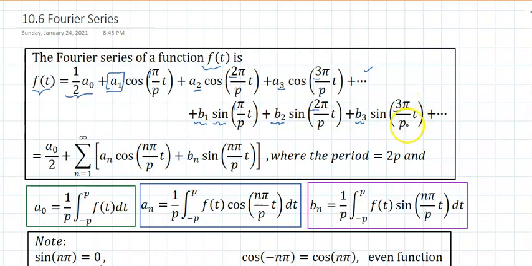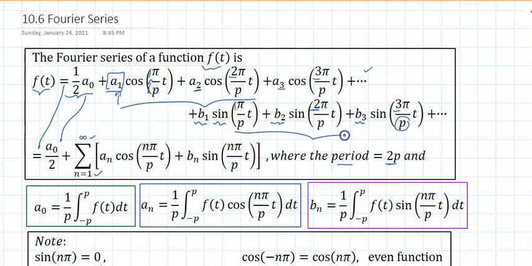P is the period. Actually, I'm sorry, the period of the function is 2p, so whatever that is, p is half of it. And if I write this as a sub 0 over 2 plus the series n equals 1 to infinity, and I just put an n right there, that will generate all of those and all of those.